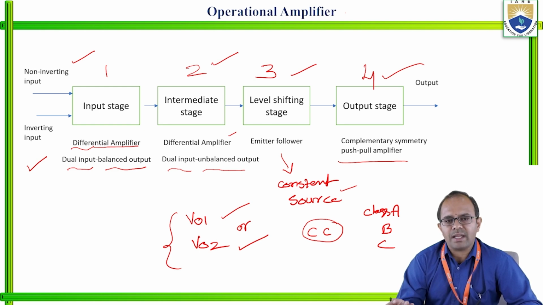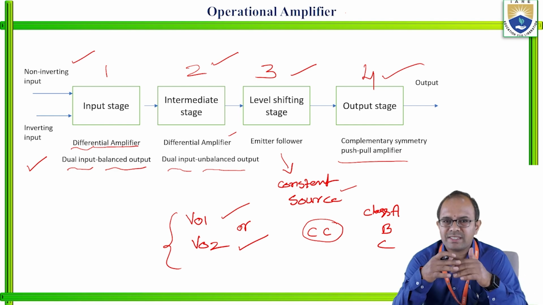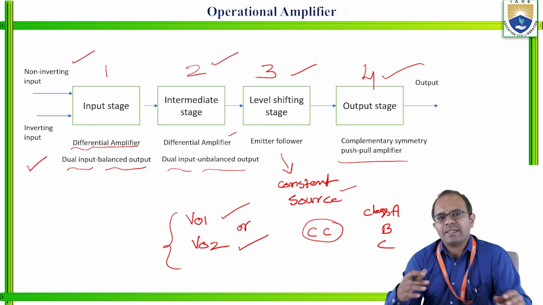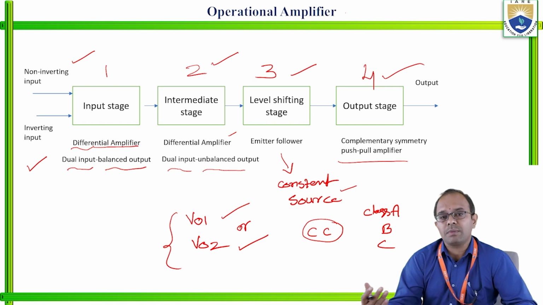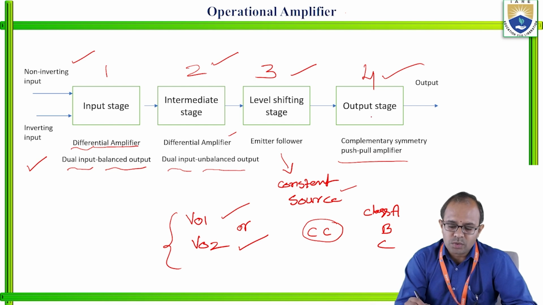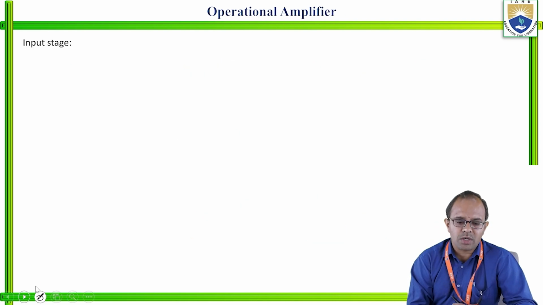The purpose of a large signal amplifier is that it has a tendency to increase the signal multiple times more than small signal amplifiers. Small signal amplifiers have a tendency to amplify the signal over a limited value, whereas these large signal amplifiers will amplify the signal multiple times. So that is why we use this complementary symmetry push-pull configuration as the output stage of this basic operational amplifier. So we will see each stage in more detail here.